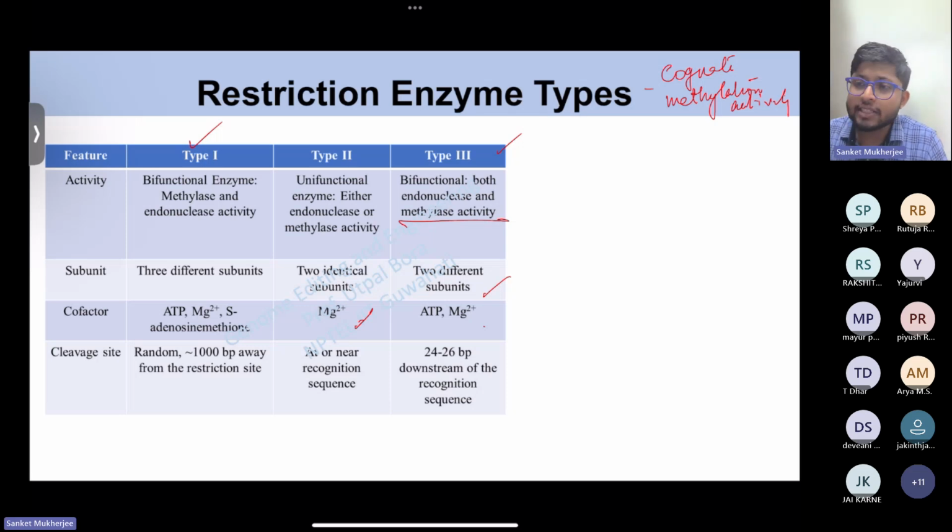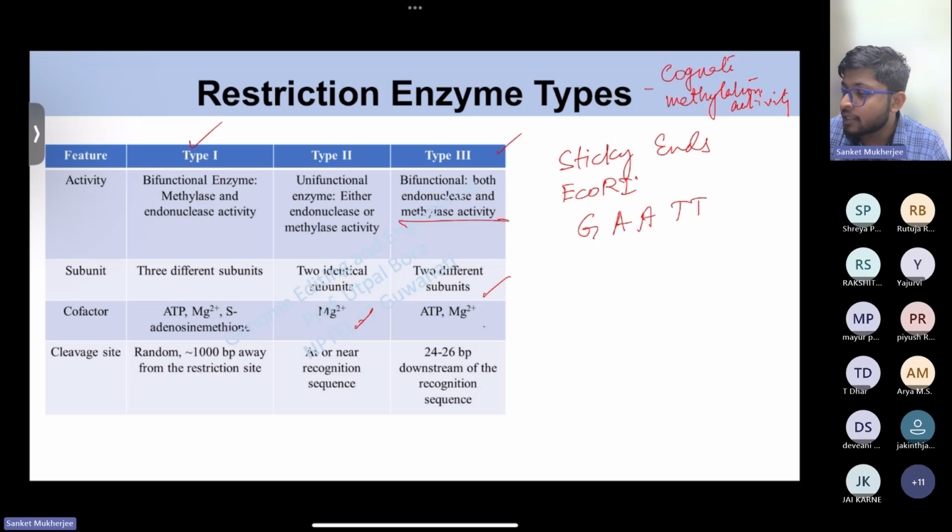Any restriction enzyme produces either sticky ends or blunt ends. For example, for sticky ends, we have EcoR1, which we already discussed. It recognizes GAATTC, and the same is read backwards. It cuts after G, and this produces sticky ends.